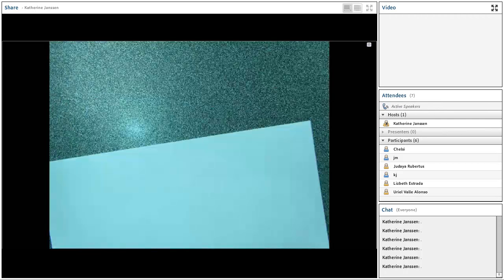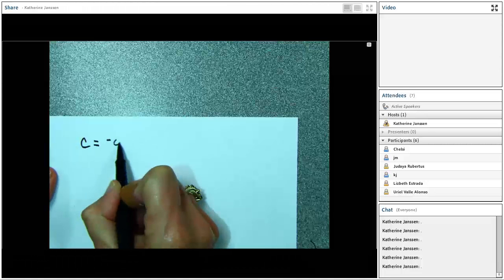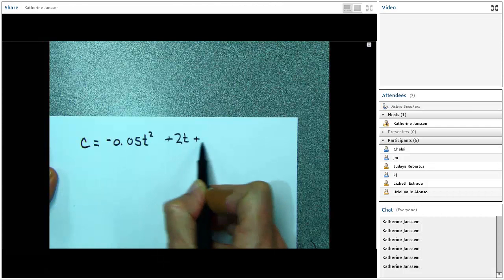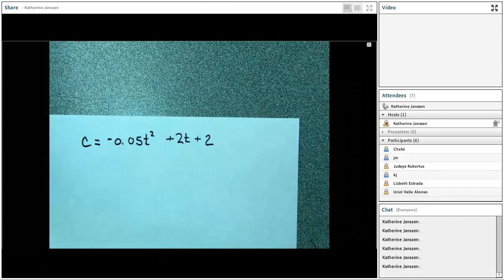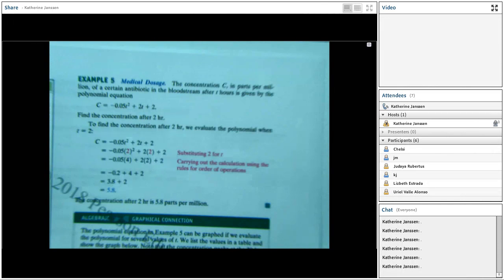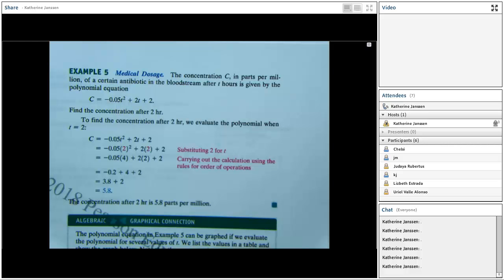How about this one? We're supposed to evaluate the polynomial from our story problem on page 276. So we're dealing with a medical dosage. The concentration C in parts per million of a certain antibiotic in the bloodstream after t hours is given by the polynomial equation.